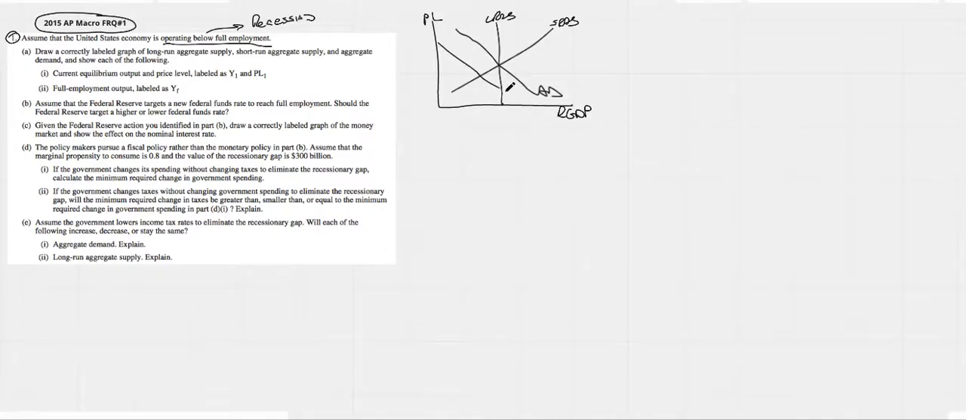Now, to show that recession, we could just do this. This is where we are right now. Let's see if they make us label it. Y1, PL1. Make sure you have everything added in here. Long run aggregate supply, short run aggregate supply, aggregate demand. Our current equilibrium output and price, this is P1 and Y1. We could have labeled this YF. That would have been full employment right there. Yep, full employment labeled YF.